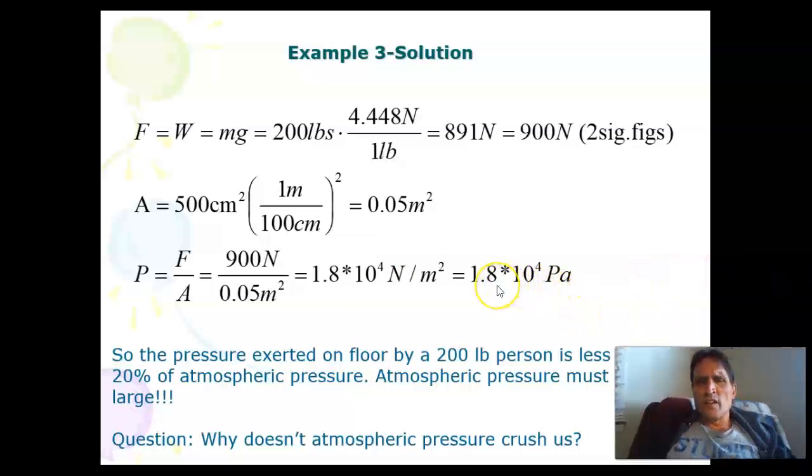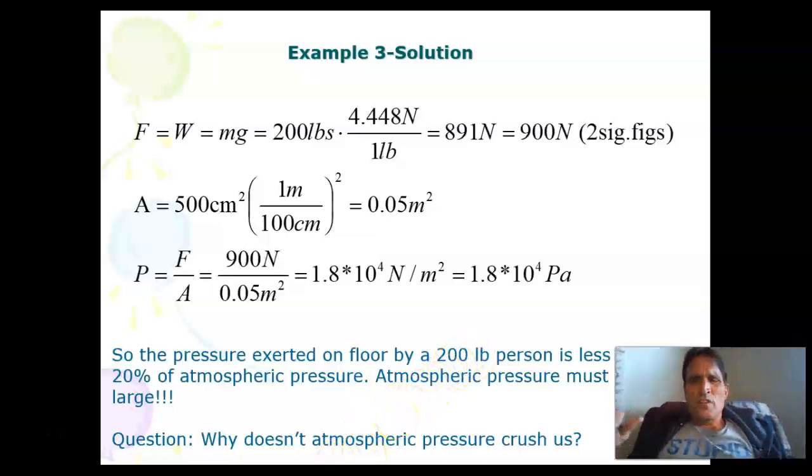Now here's an interesting result. This pressure, 1.8 times 10 to the 4, is only about 20% of atmospheric pressure, which is the pressure exerted by the air on the floor. And so air pressure must be really high, right? It's about 5 times larger than the pressure exerted by a 200-pound person on the floor. And so the question is, why doesn't air crush us? I mean, that's a pretty high pressure.